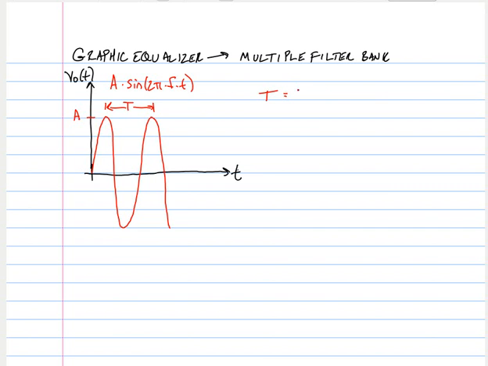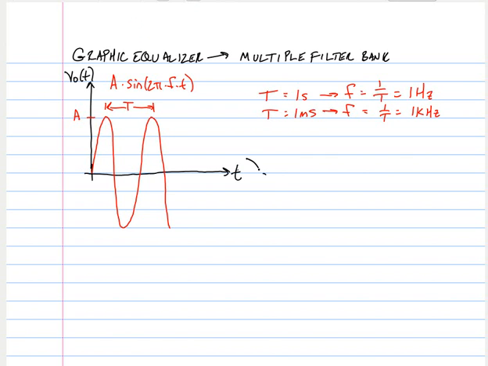So let's say that T was equal to 1 second. That would correspond to F equal to 1 over T, or 1 hertz. If T was equal to 1 millisecond, 1,000th of a second, then F would correspond to 1 kilohertz.